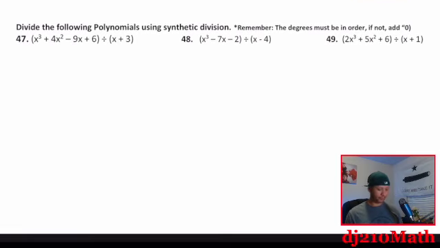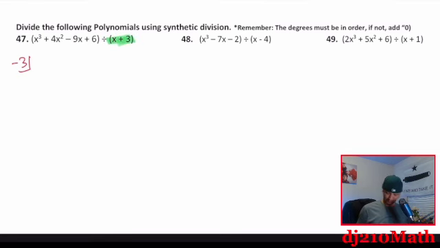All right. 47, 48, 49. Divide the following polynomials using synthetic division. Remember, degrees must be in order. If not, add a 0. Okay. 3, 2, 1. So all the degrees are there. So synthetic division in the box is -3. Why is it -3? Because it's opposite of that.